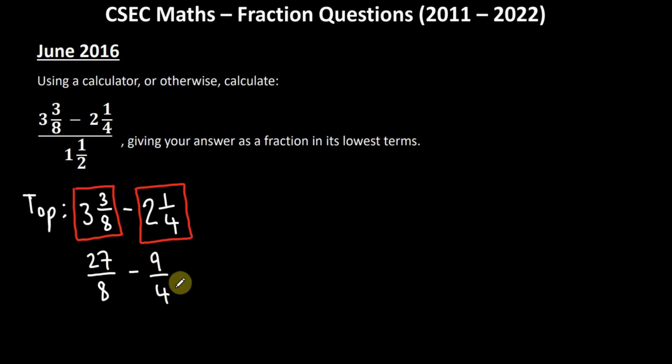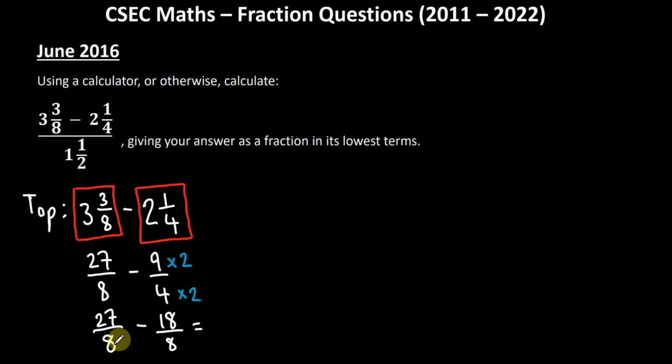So I'm going to ask myself, what could I possibly multiply 4 by to get 8? There you go. That's 2. And again, once I multiply the denominator by a number, I have to multiply the numerator by the same number to ensure that I'll end up with an equivalent fraction. So let's see what I'll end up with, guys. So I have 27 divided by 8 minus 9 times 2, that's 18, divided by 8.